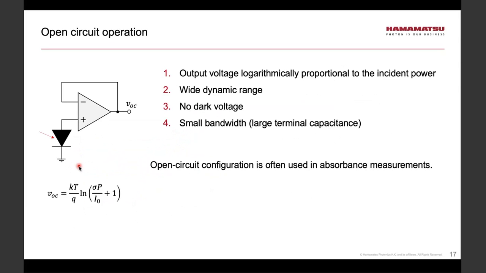So in the next few slides, I would like to show you practical circuits that one can use for these various modes of operation. So in case of open circuit, I would use this voltage follower. This is the operational amplifier. The one advantage is that there is a very high input impedance, allowing us to measure the voltage of the photodiode without loading unnecessarily the device. And as noted here, open circuit configuration is very useful, often used in absorbance measurements.